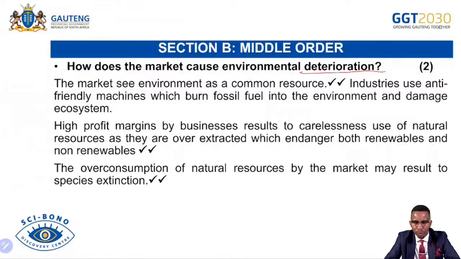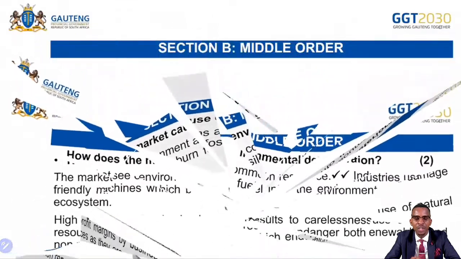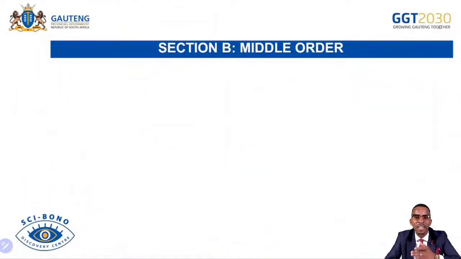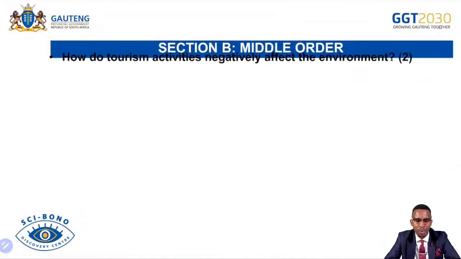The overconsumption of natural resources by the market may result in species becoming extinct, or they will be lost forever and will never be recovered. Remember, some resources are in danger of extinction. So if they are overconsumed now, like non-renewable resources, they will never be recovered, and future generations will never access the benefit we are getting now from those natural resources or from the environment.